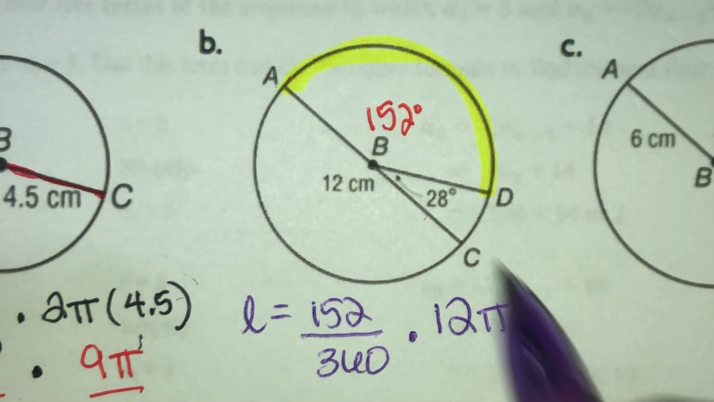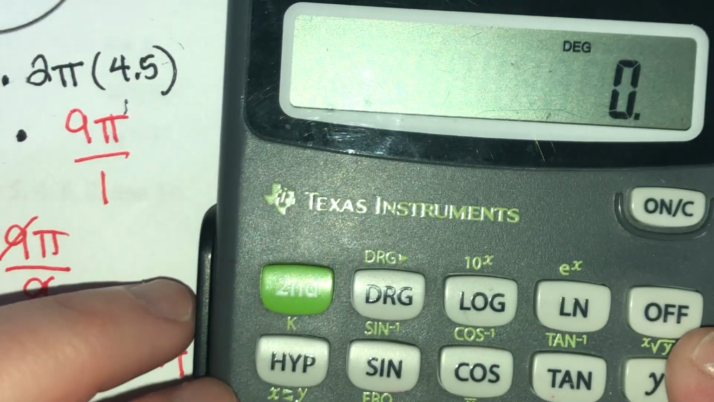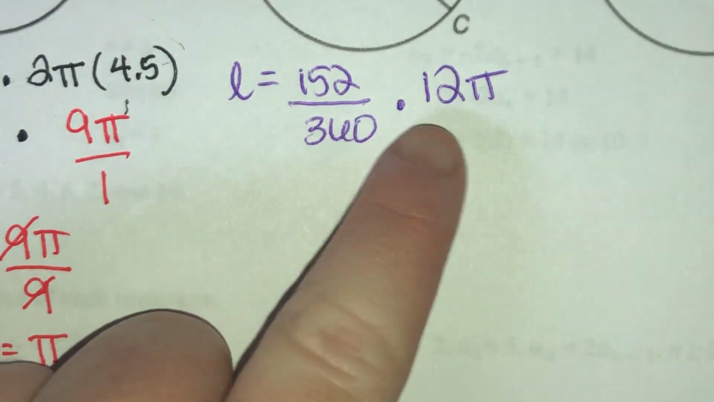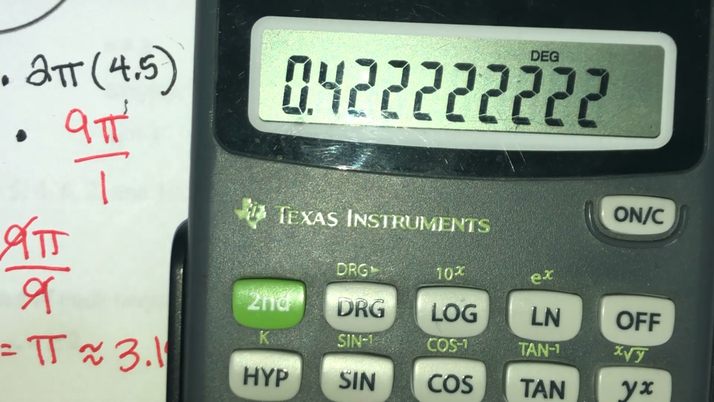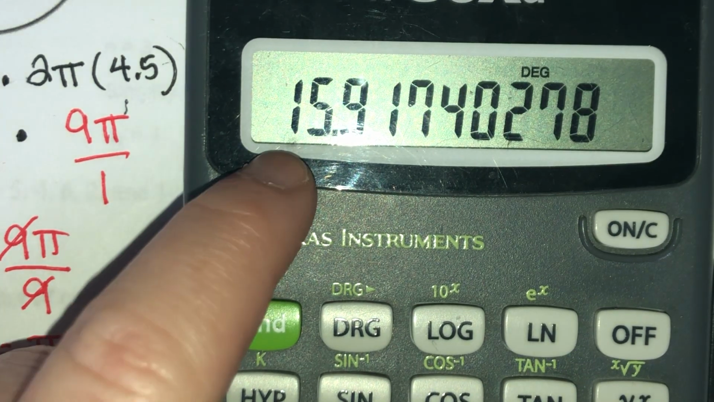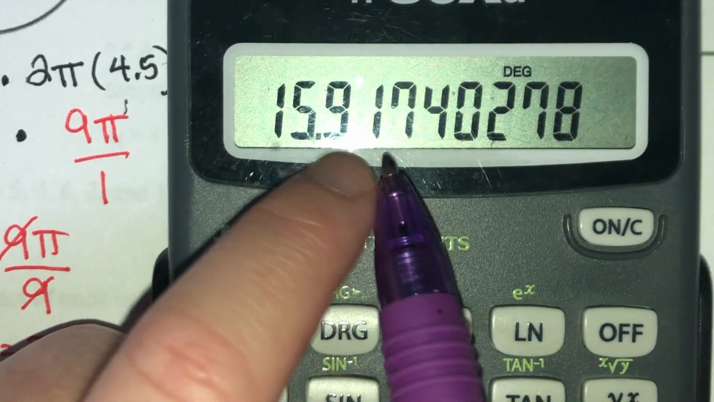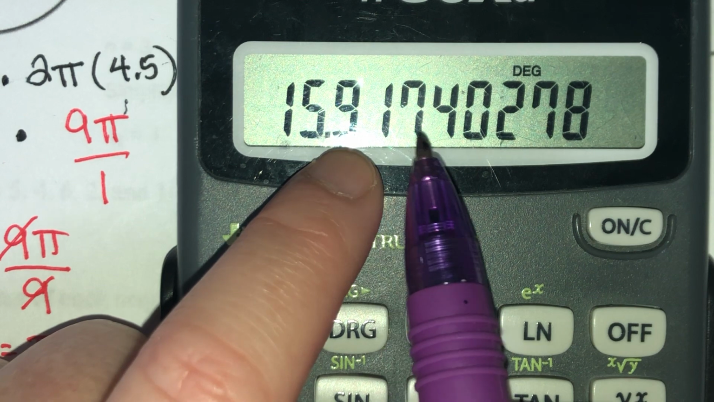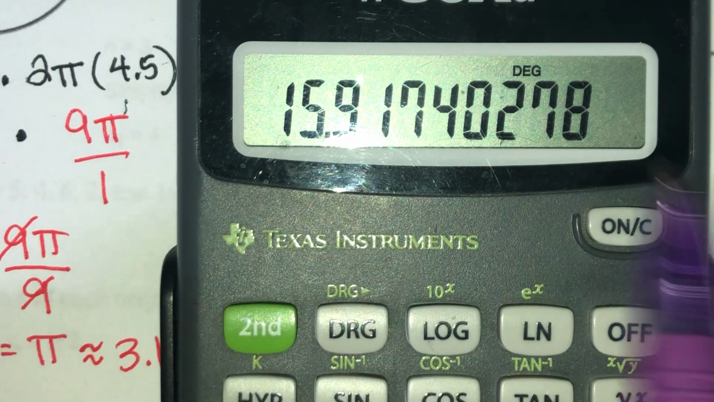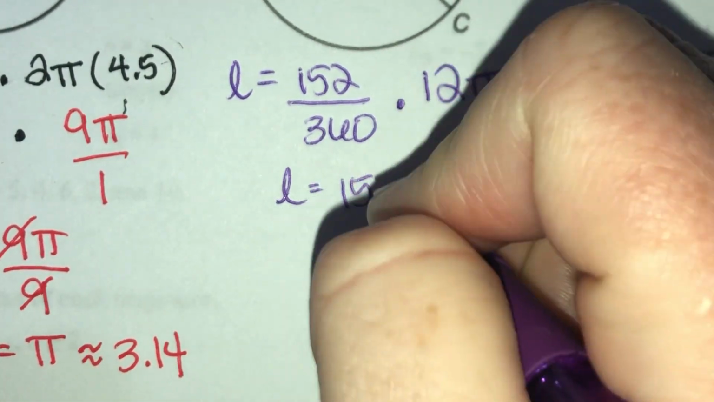All right, so then we want to start simplifying this in our calculator. 152 divided by 360 equals that. And then I want to multiply it times 12 times pi. So I get about 15.92. It said to round to the nearest hundredth. So I look at that one. The number to the right of that one is a 7, so I'm going to round it up to a 2. 15.92. Length equals 15.92.